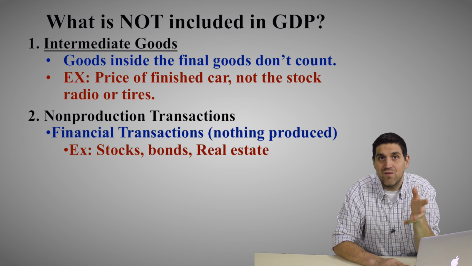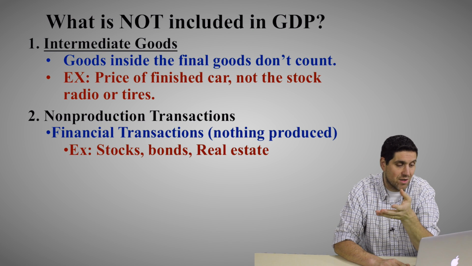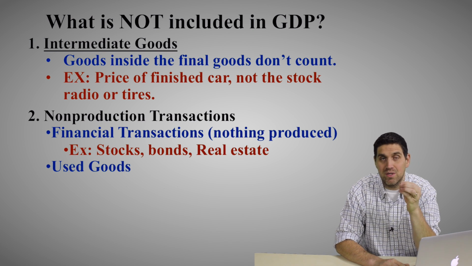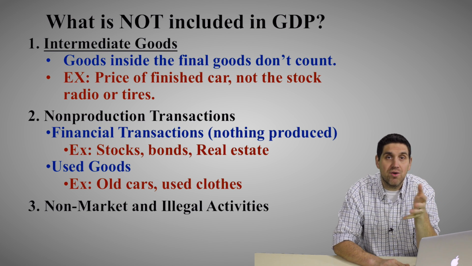Same thing for real estate. If you buy a home, not this year, but an old home, a used good, that doesn't count towards GDP because again, nothing was produced. Just the things produced in that year. Also, last thing is illegal goods or non-market transactions.